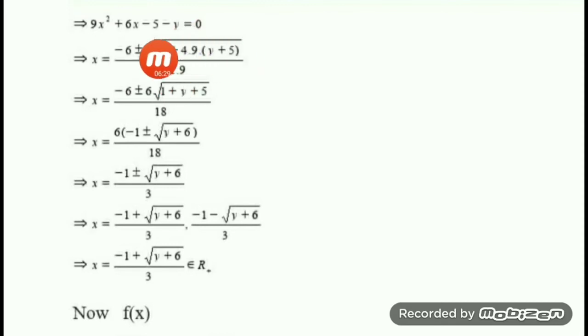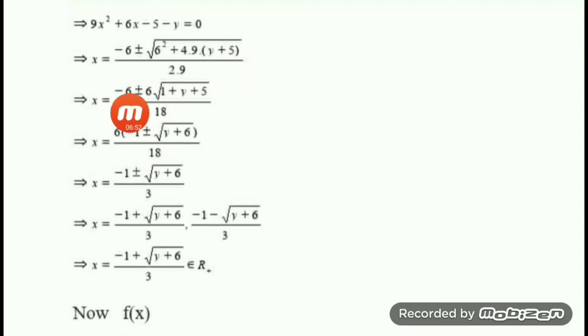If you want, you can write down what your a, b, c are, and then substitute in the formula. You can write down the formula also. Then I have done the simplification. Minus 6 keeping as it is. Here it is 36 + 36(y + 5). So 36 will be common under the root. Outside the root we get 6, and what is left here is y + 5. This is done.